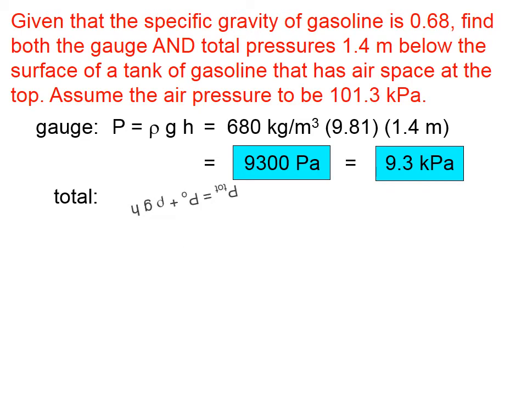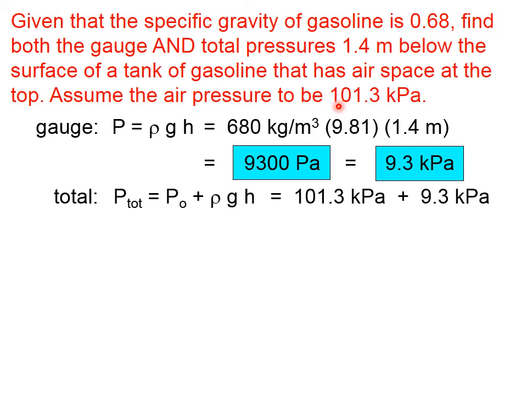The total pressure then is the sum of the gauge pressure and the surface pressure. Well, the surface pressure, which is the air pressure, which is given as 101.3 kilopascals, there's the gauge pressure that we just calculated. The sum of those should be the total pressure.